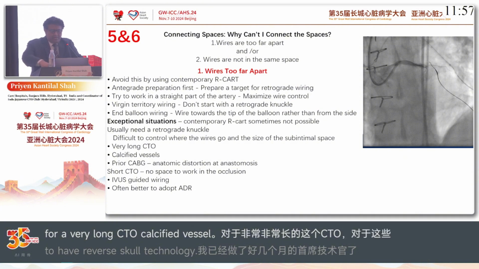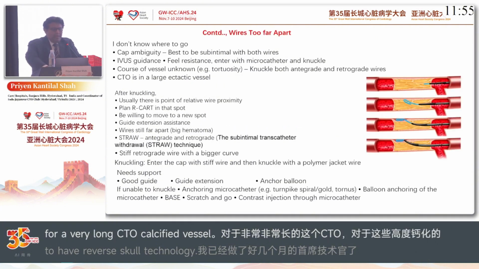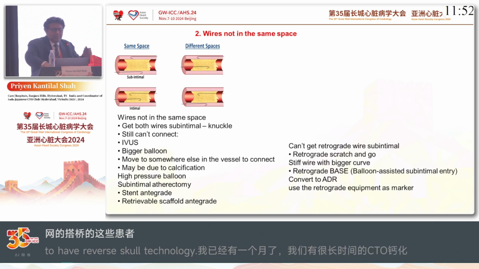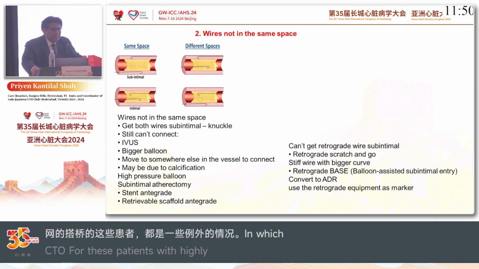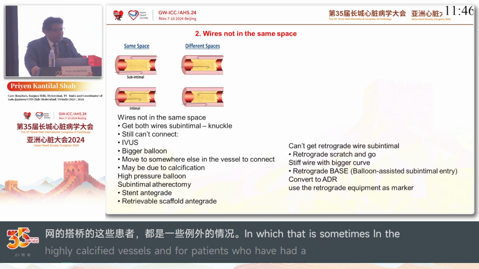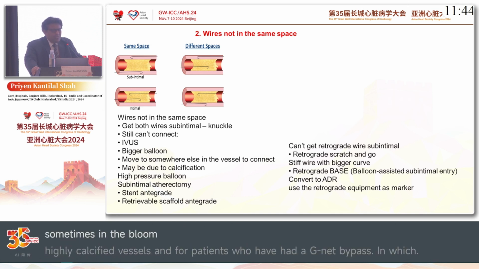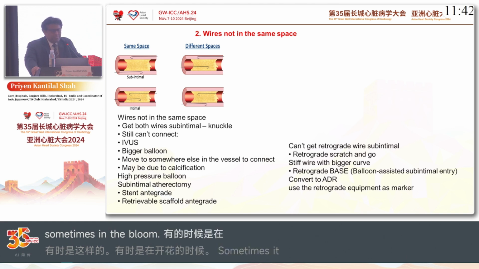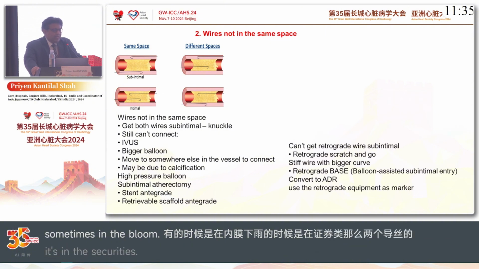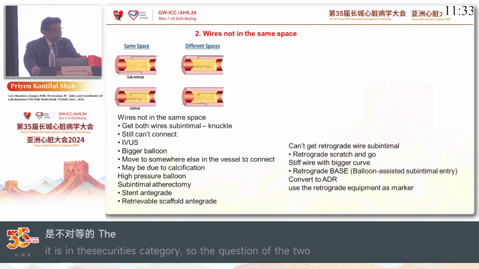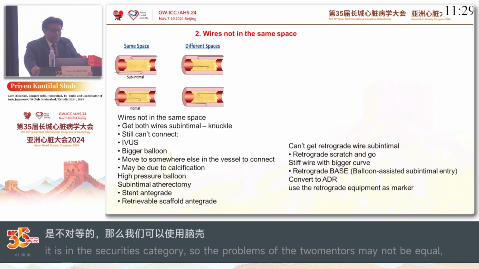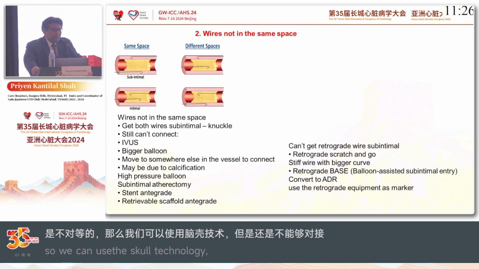I was guided in which space, that is sometimes in the subintima, sometimes in the lumen. Both are in the lumen, both are in subintimal spaces. So get both the wires in the subintimal space, use a knuckle type, and if you still cannot connect, use the IVUS, a bigger balloon, or move to somewhere else in the vessel to connect, maybe due to calcification.